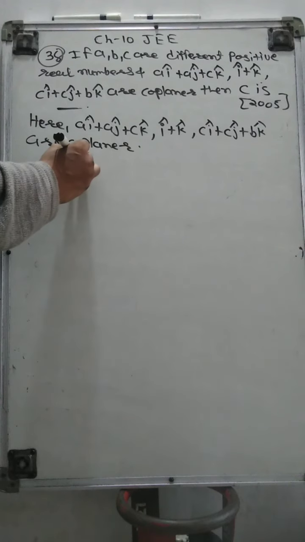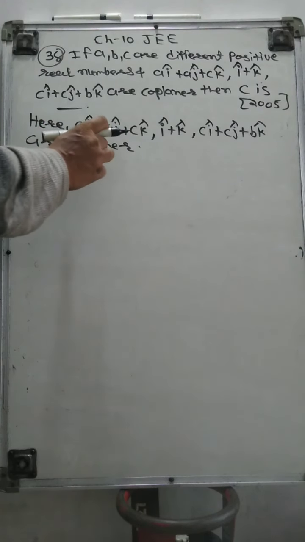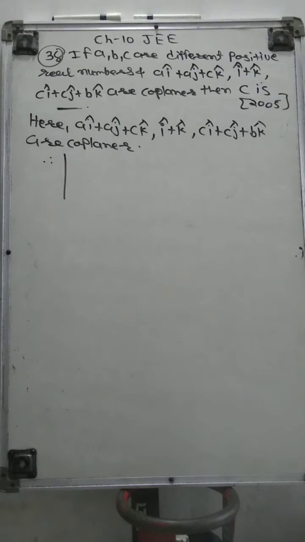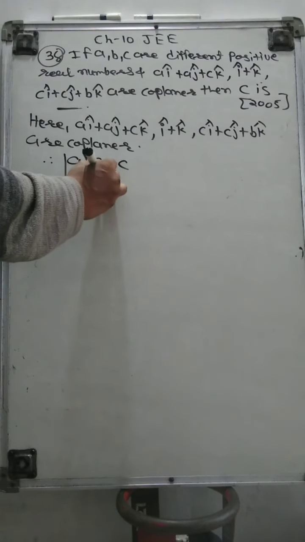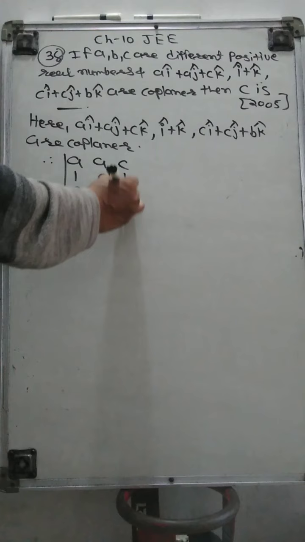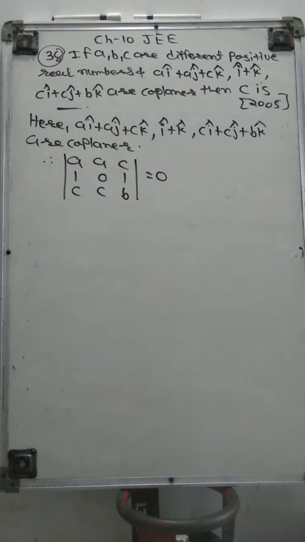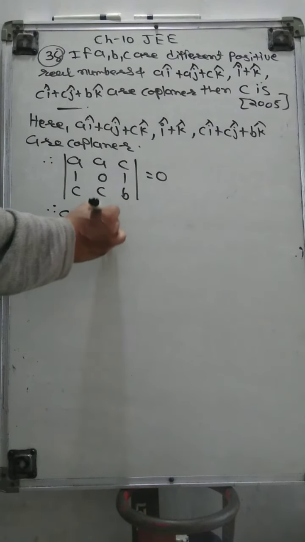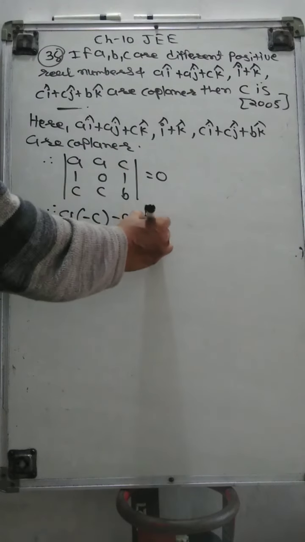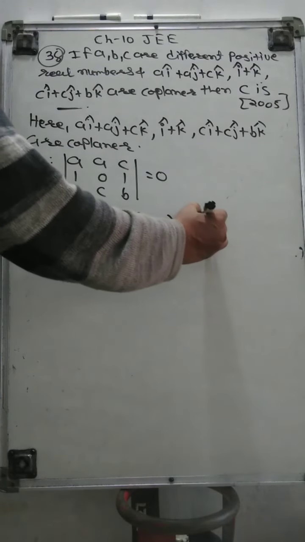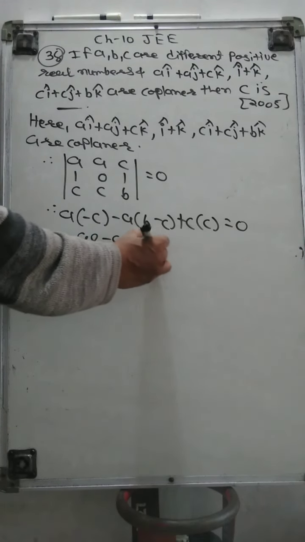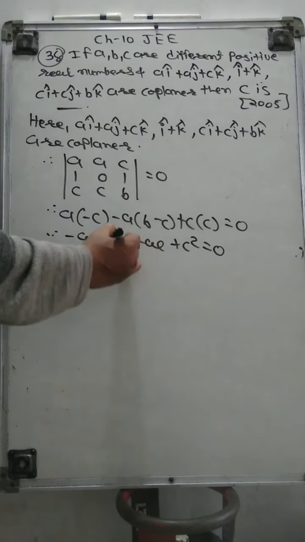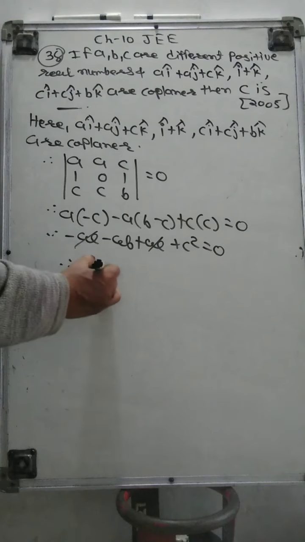Therefore, we can say that their determinant is 0. It means the determinant with rows A A C, 1 0 1, C C B is equal to 0. Now we simplify, then we get our answer directly. A times minus C, minus A times B minus C, plus C times C is equal to 0. Therefore minus AC minus AB plus AC plus C square equals 0. The AC terms cancel, therefore C square equals AB.